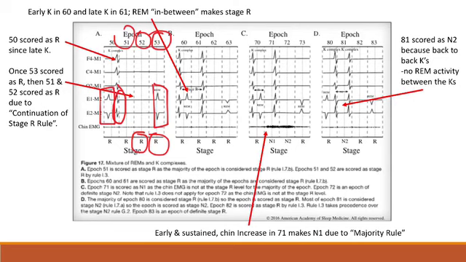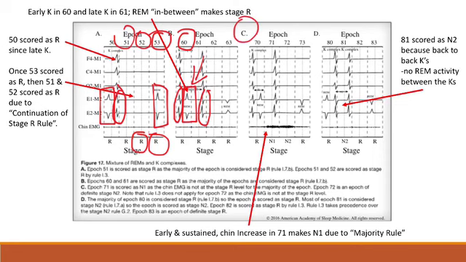Now, early K in 60 here in this example, and the late K in 61. So you have the early K here, the late K here. REM, a rapid eye movement, occurred in between, makes it stage R. So again, you can have K complexes, but if they're broken up by a rapid eye movement, then you can continue to call it R.